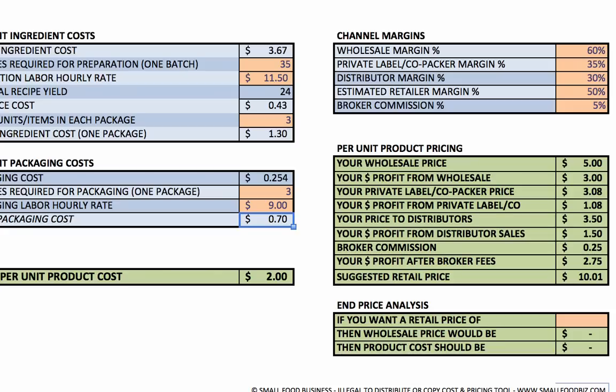But assuming that you have a firm idea of what you want your wholesale margins to be, you can input them here. Now the spreadsheet comes with these, the 60%, the 35%, 30%, 50%, and 5% already built in. But because these are orange cells, you can go ahead and change any of these. So let's say, for instance, that I actually want a wholesale margin of 65%. So I'll go in, I can change that.